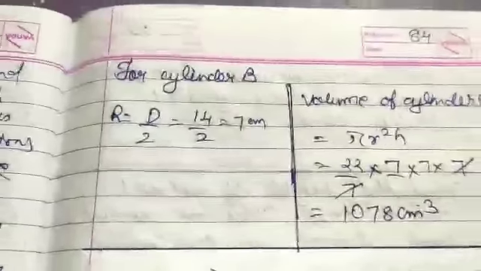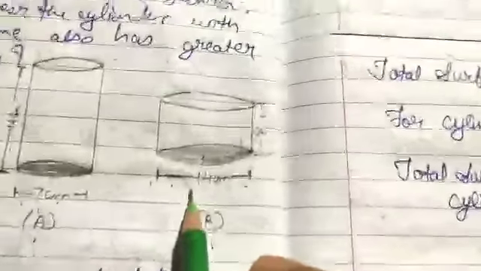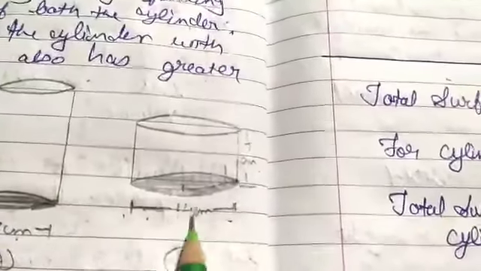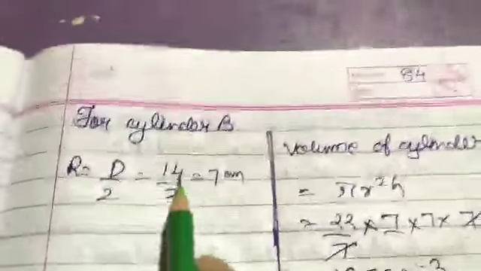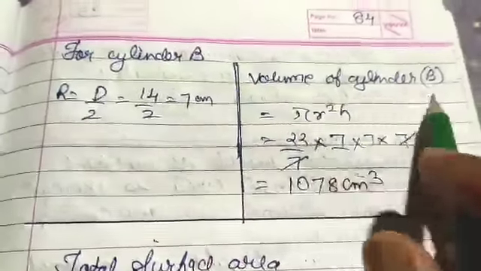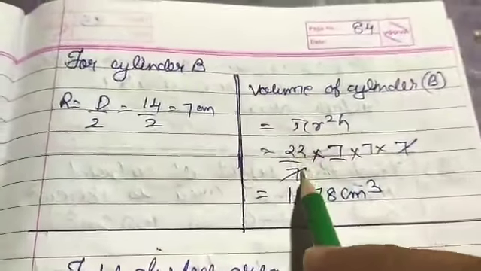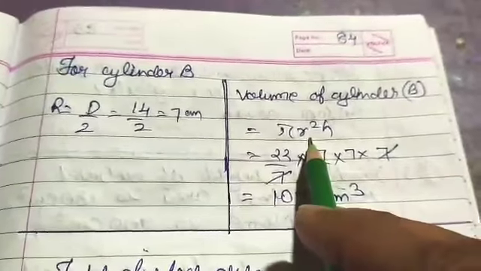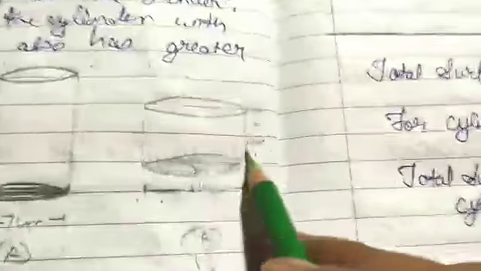Then let us find the volume of cylinder B. Here the diameter is 14, so its radius will be 7, that is 14 divided by 2 is 7. Now the volume of the cylinder is pi r square h. The value of pi is 22 by 7, and the radius is 7.